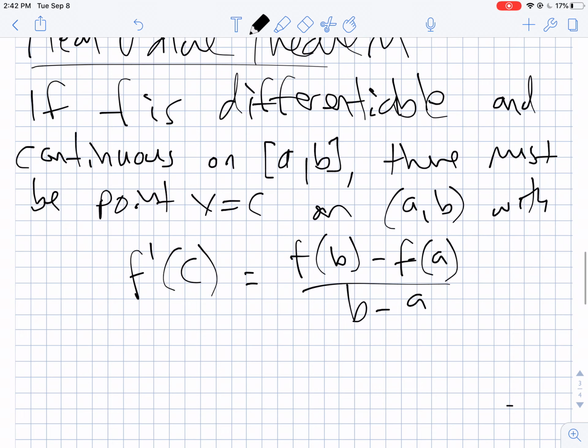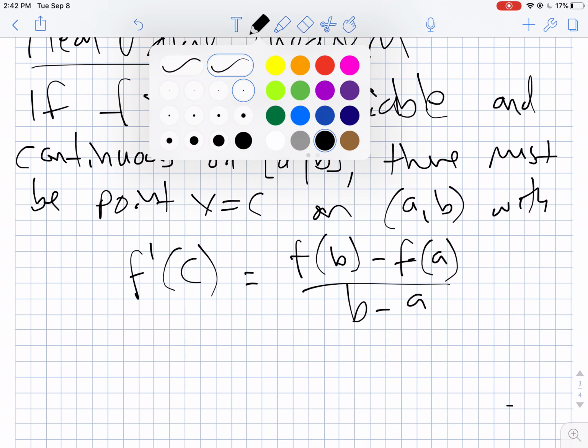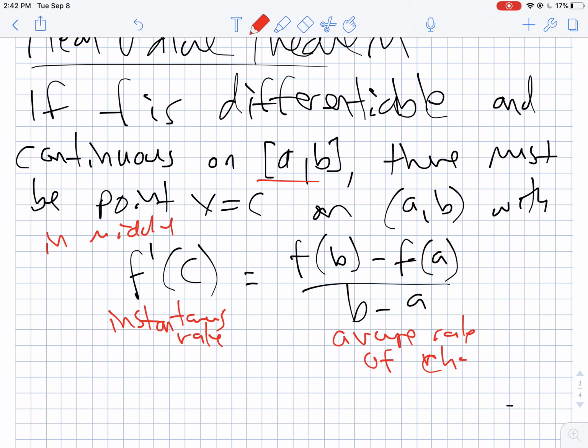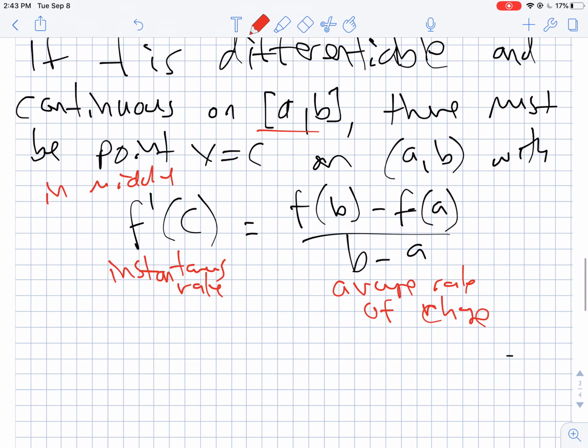So, okay, here's what this is saying. If you have a differentiable function and a continuous function on some interval, there has to be a point c in the middle where the slope is equal to f of b minus f of a over b minus a. This is our instantaneous rate, and this is our average rate of change. So there's got to be some point in time where the instantaneous rate equals the average rate of change. If my average rate was 10 miles an hour, there's got to be some time where my instantaneous rate was 10 miles an hour. Or, in graphical terms, there's got to be some point where the slope of the tangent line equals the slope of the secant line.